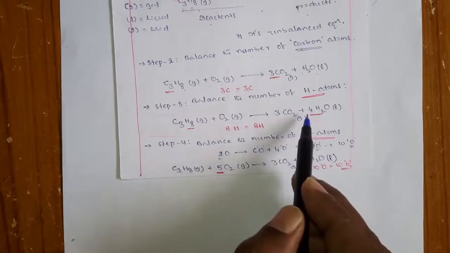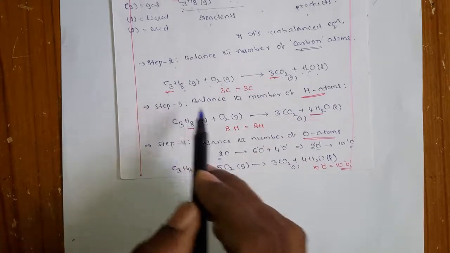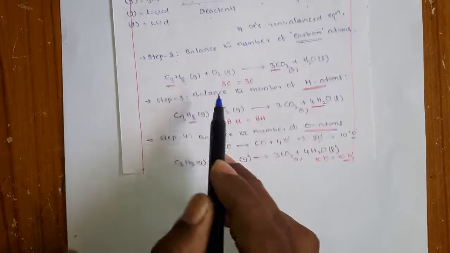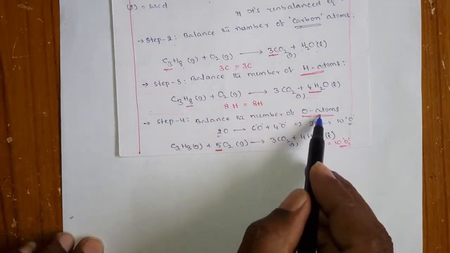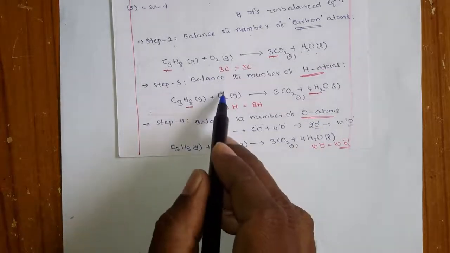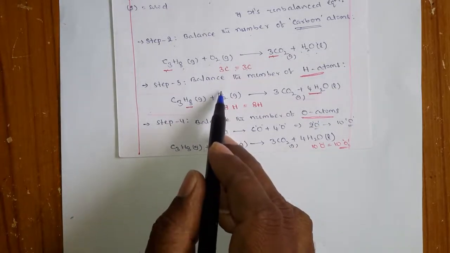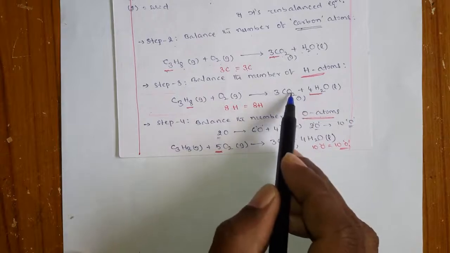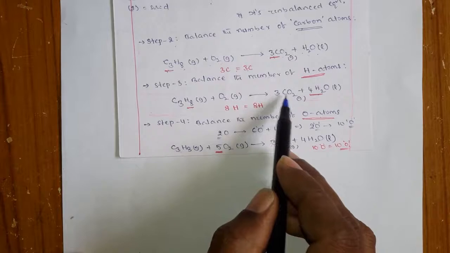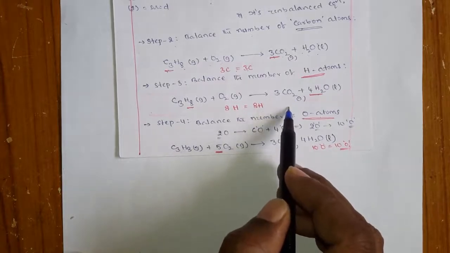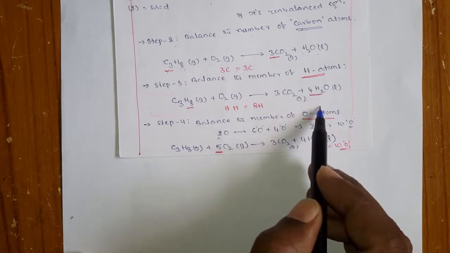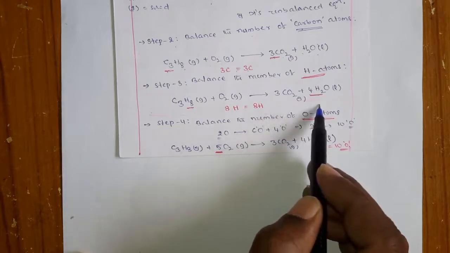Next, what is the remaining? Carbon is over, hydrogen is over. Next is the oxygen. So now balance the number of oxygen atoms. How many oxygens are there on the left side? 2 oxygens. Right side you see here O2, but how many? 3 O2s. So 3 into O2 is 6, and here 4 into oxygen, it is a 4. So 6 plus 4, 10.